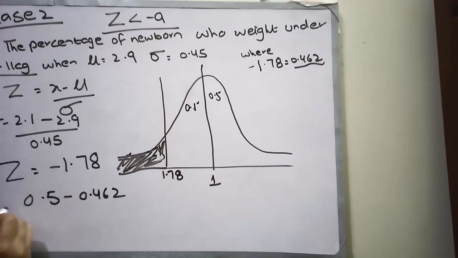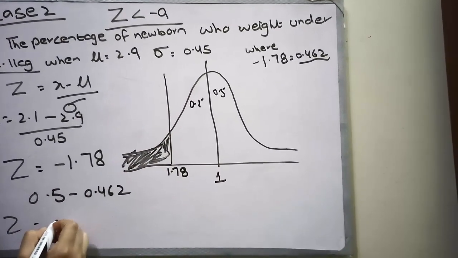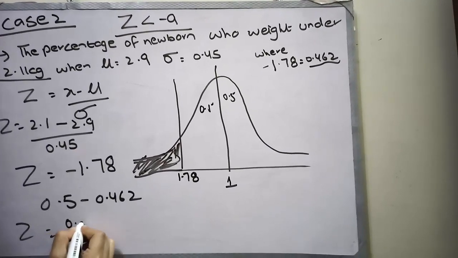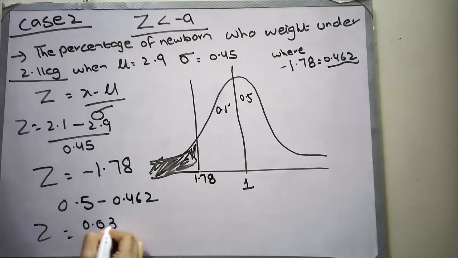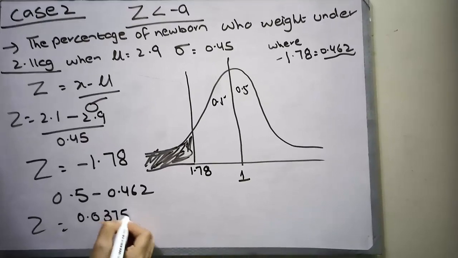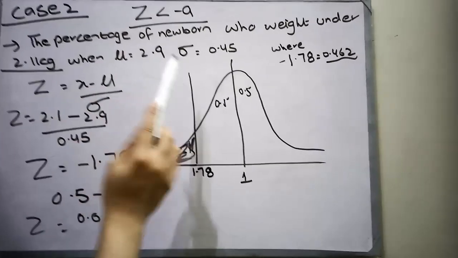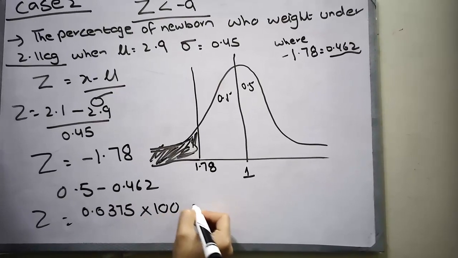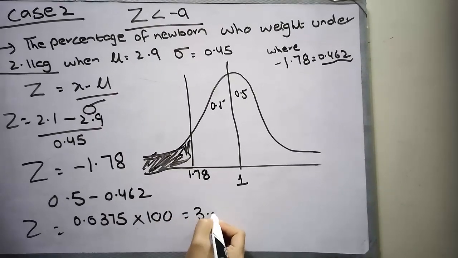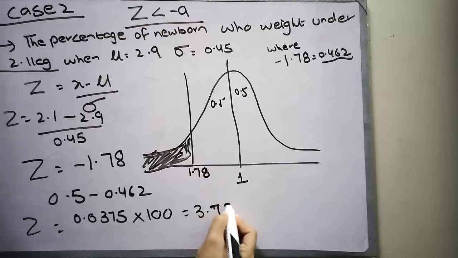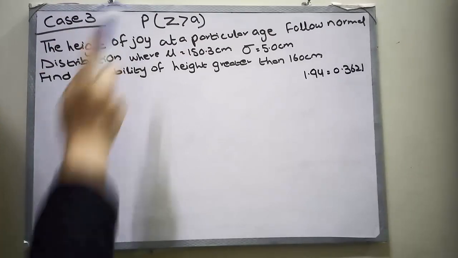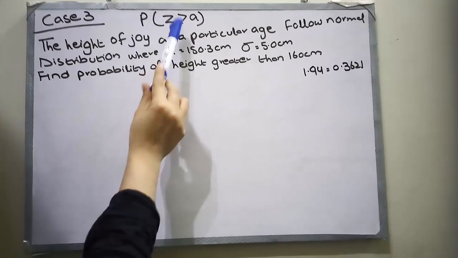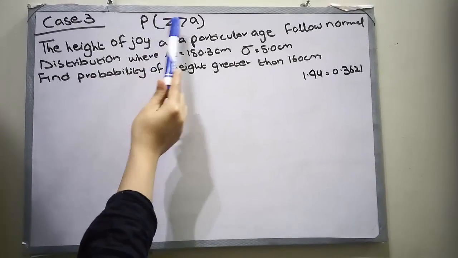So when we will minus this, we will have 0.0375 required in the question, the percentage of newborn. So for percentage we will multiply it with 100 and our answer would be 3.75%.